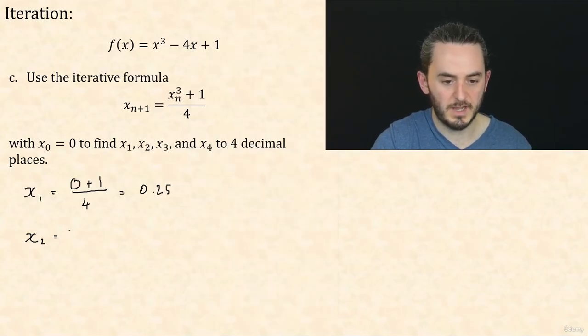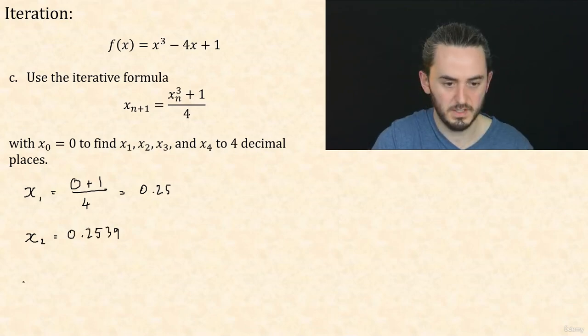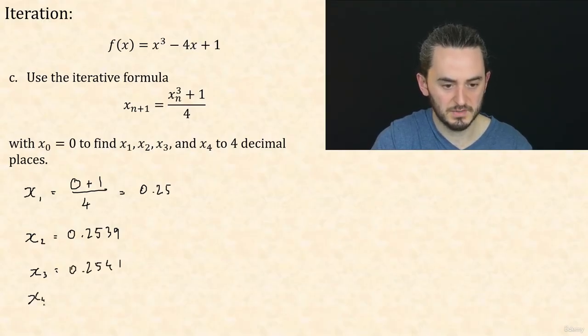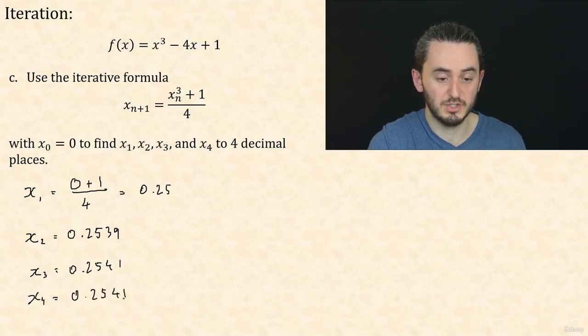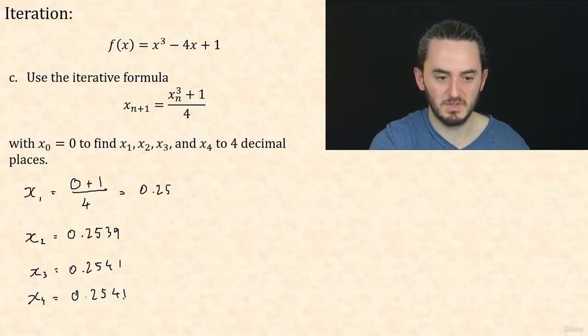0.2539. And after that, I'll just be using my calculator. Next one, I'm just subbing it again, pressing equals, and I get 0.2541. And my last approximation, you can see it's not really changing very much now, is 0.2541. So it didn't actually change to 4 decimal places. So we can be pretty sure that that's very close to the solution.